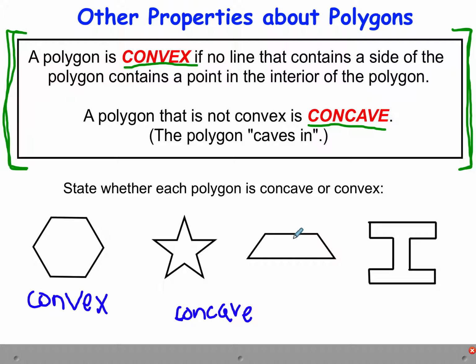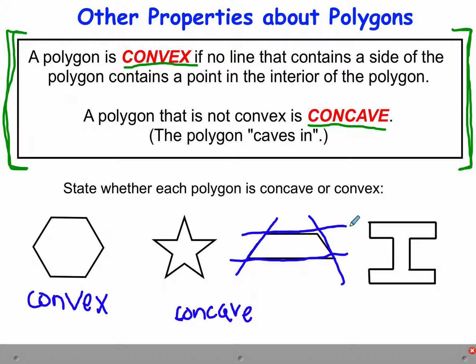All right, so you should have decided whether these shapes are concave or convex. For this one, we can draw each side as part of a line and see if any of those lines go through the shape. That one does not. None of those go through the shape. That one does not. That one does not.